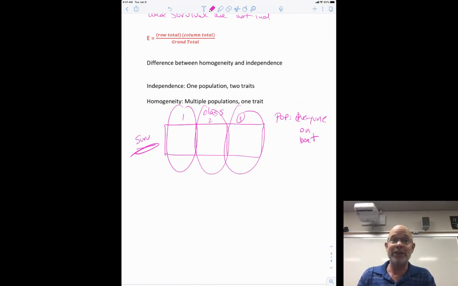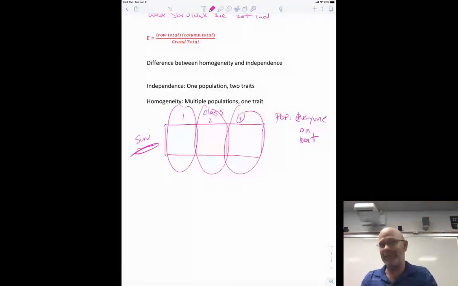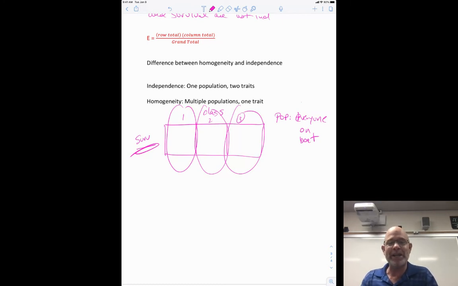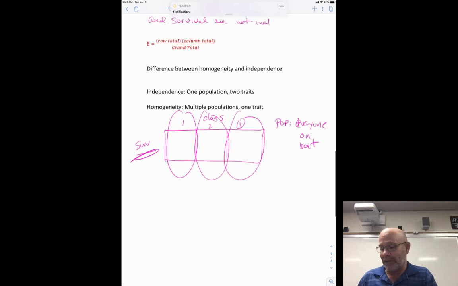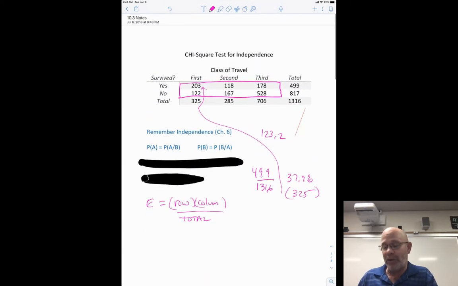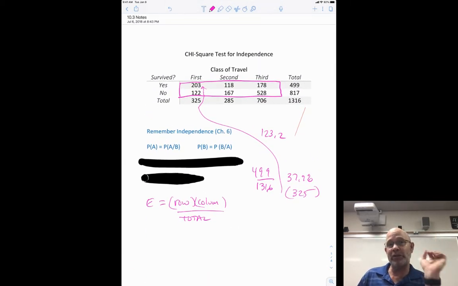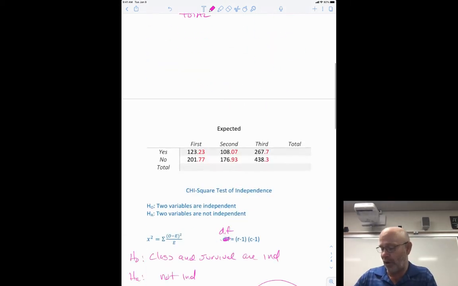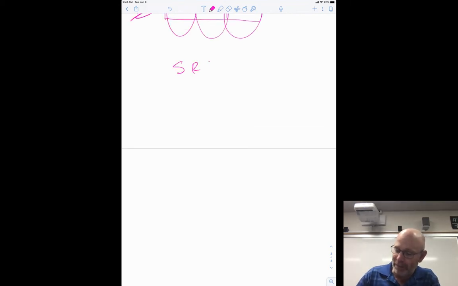I would just say, do a test for independence. By the way, if they say do a test for independence, it is a test for independence. But if they just say perform the appropriate test, you need to figure out which test it is. Again, go back to this problem: you don't know if it's one population with 2 traits, or 3 populations with 1 trait. So the way you figure it out is how the simple random sample was taken.